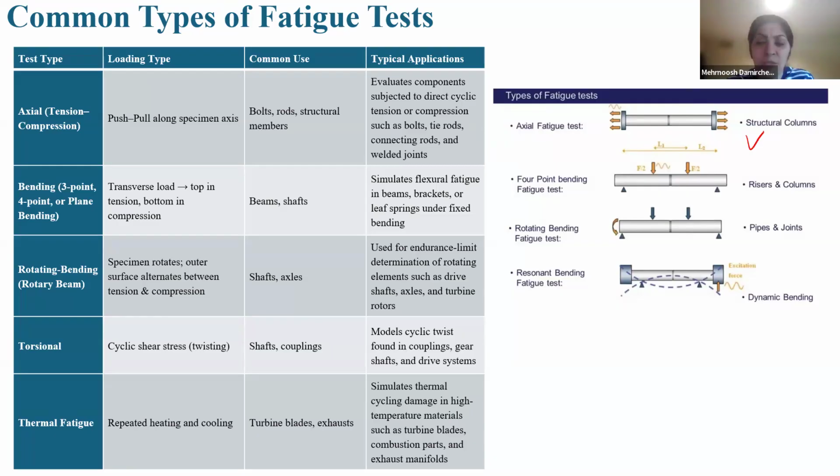Another very common type of fatigue test is the bending test, either 3-point or 4-point bending, which simulates flexural fatigue as seen in beams or brackets. And you see, for example, here 4-point bending. Each of the loads is considered as one point. For example, here it is 4-point bending.